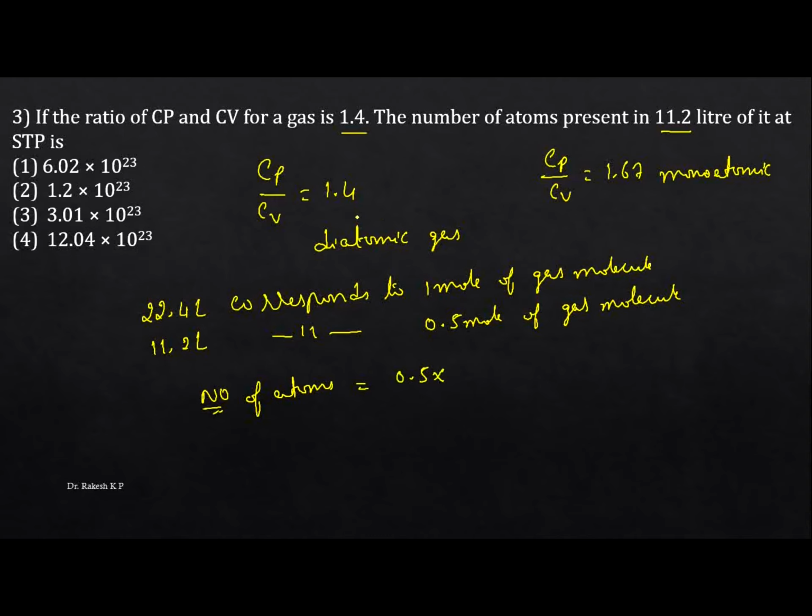Since it is a diatomic gas, the number of atoms is 2 into the Avogadro number, 6.023 into 10 to the power of 23. Now if you do the calculation, the value becomes 6.023 into 10 to the power of 23 atoms. So in this case you have to identify the option. The option is A. Okay, next one.